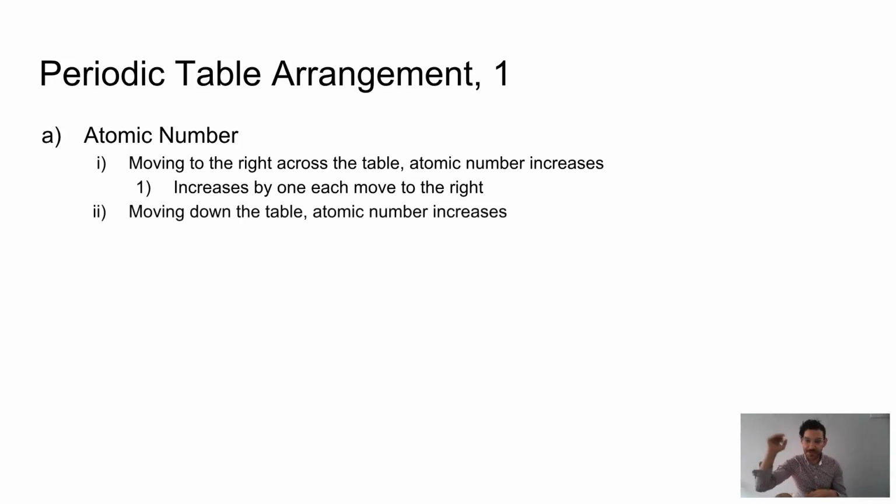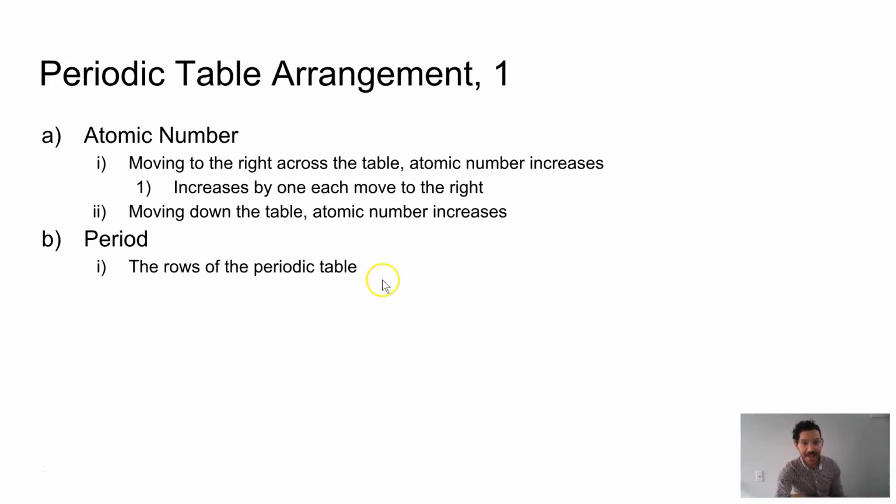And as we move down the periodic table, we're also going to see the atomic number increasing, though not by increments of one. It will vary. So the periods, from which the periodic table gets its name. Well, periods are what we call the rows of the periodic table. Not sure why they came up with that name and didn't just call them the rowic table. Maybe it didn't sound as cool.